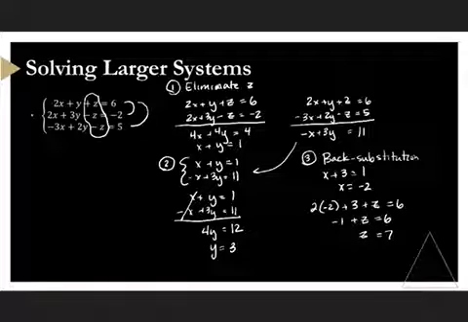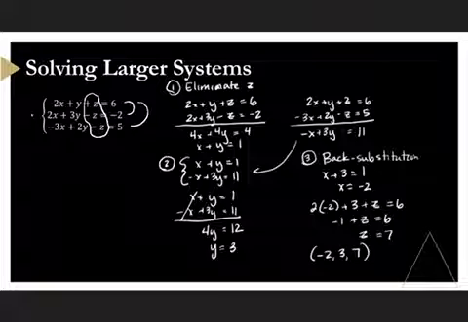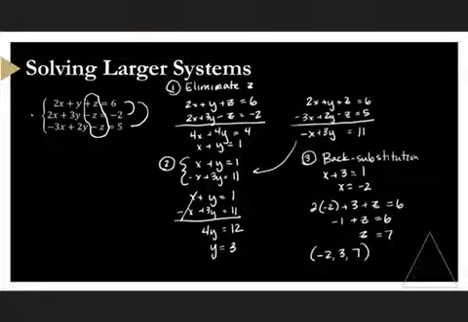Now we still answer as an ordered triple. Okay, so it's no longer a pair, it's an ordered triple. And so we answer in x, y, z. So this is going to be negative 2, 3, and 7.